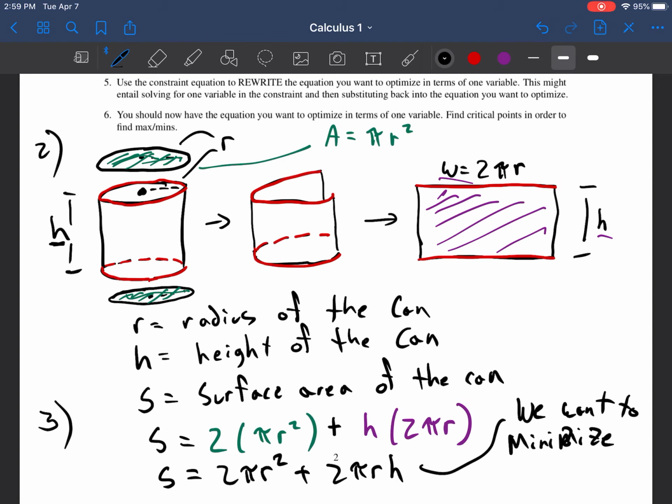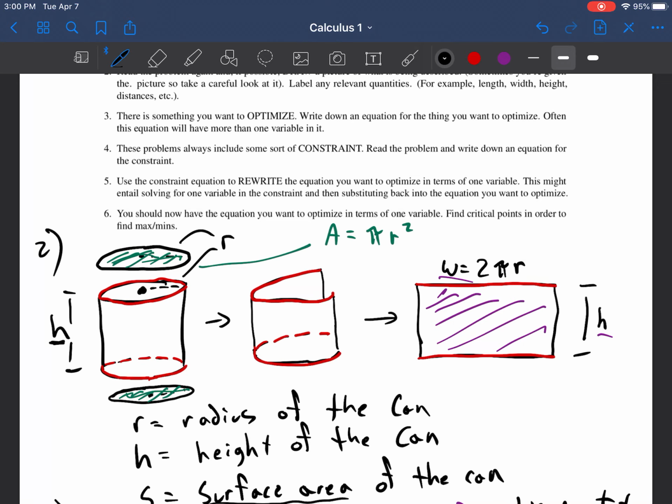We want to minimize this, because then we'll minimize the amount of surface area needed to make the can. That means minimizing the amount of metal that we need, and that'll minimize the cost, because we won't need so much metal. So that's step number 3: we've written down an equation that we want to optimize.